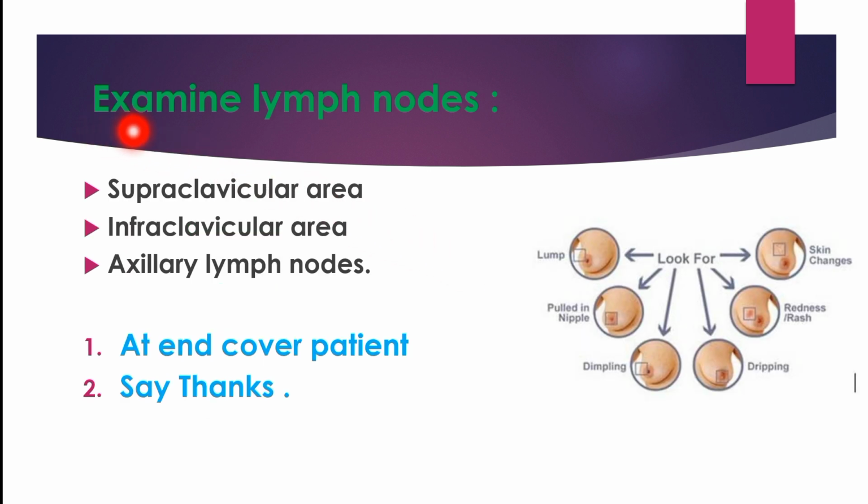Then at the end, examine the lymph nodes in the supraclavicular area, infraclavicular area, cervical area, and the axillary lymph nodes area to look for any enlargement of the lymph nodes, which indicates CA of the breast. And at the end, cover the patient and say thanks. So it was all about the examination of a breast lump.